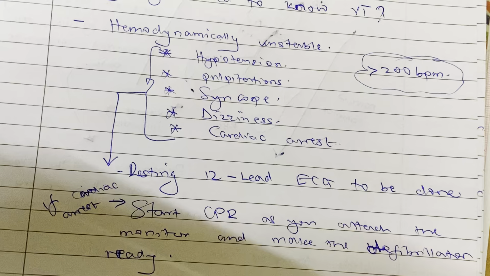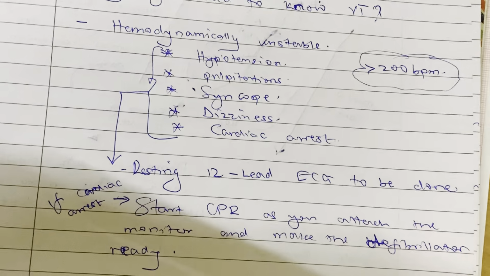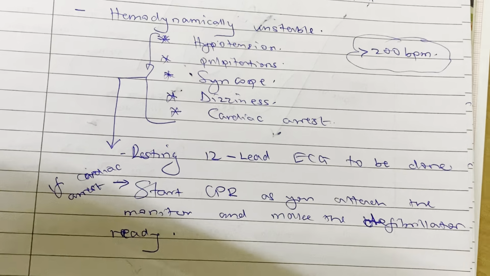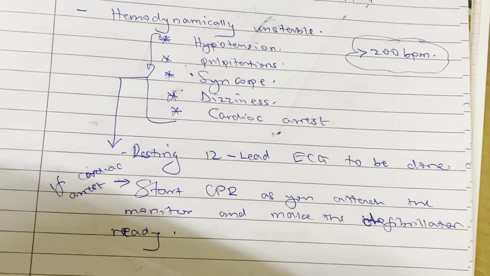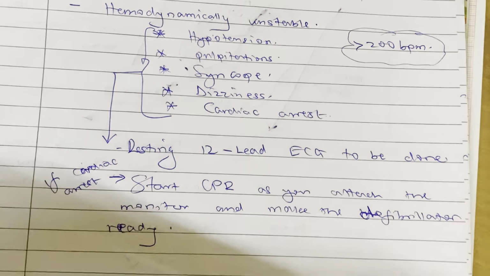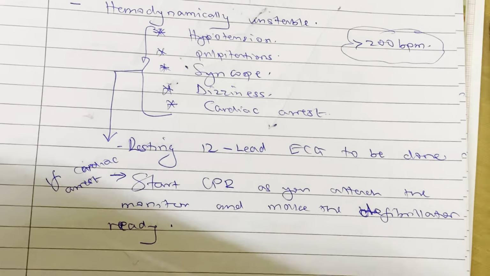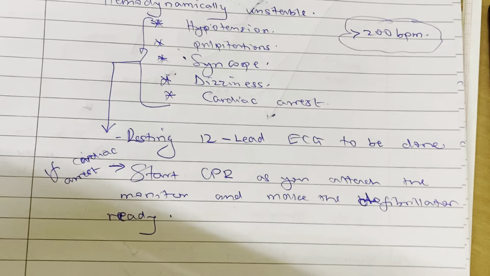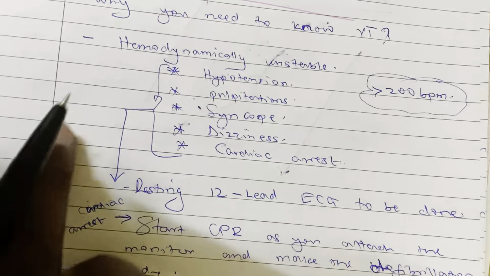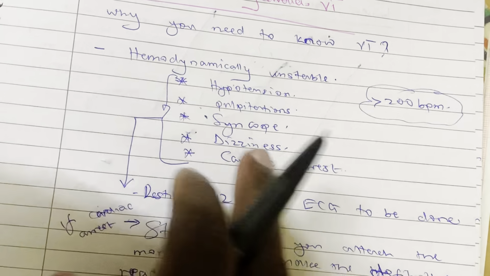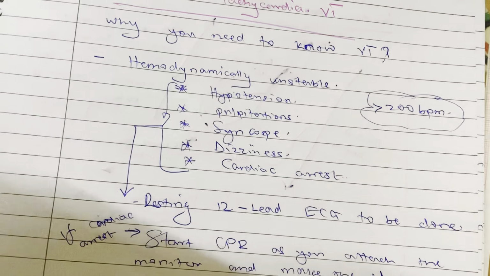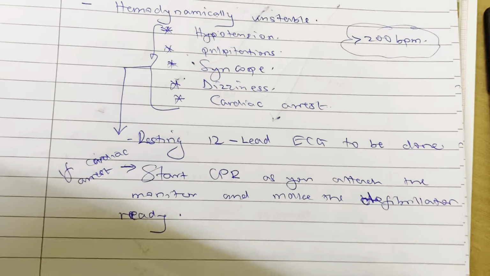If you confirm it's a VT and the patient is hemodynamically stable, you can cardiovert with medicine, medical cardioversion like amiodarone. If hemodynamically unstable, then a DC shock has to be given. Causes of VT, there are many causes. We are not going to go through that. We shall see in the other lectures.